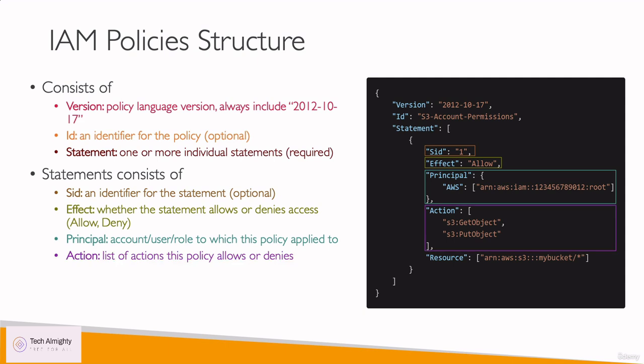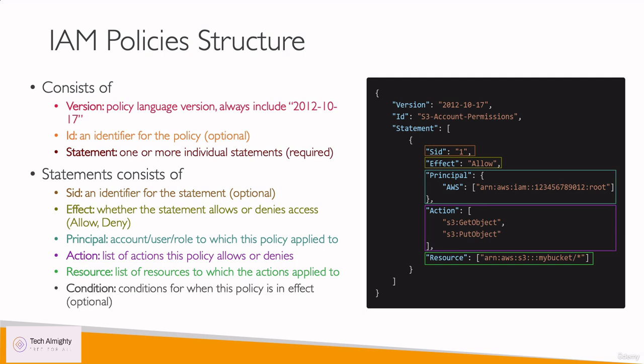Action is the list of API calls that will be either denied or allowed based on the effect. And the Resource is a list of resources to which the actions will be applied to. So in this example, it is a bucket, but it could be many different things. And finally, not represented here, there's a Condition for when this statement should be applied or not. And this is not represented here because it is optional.